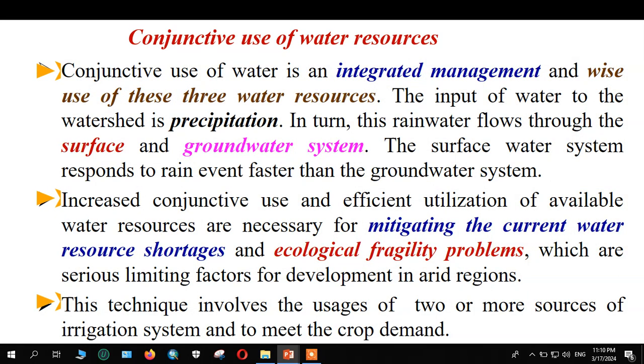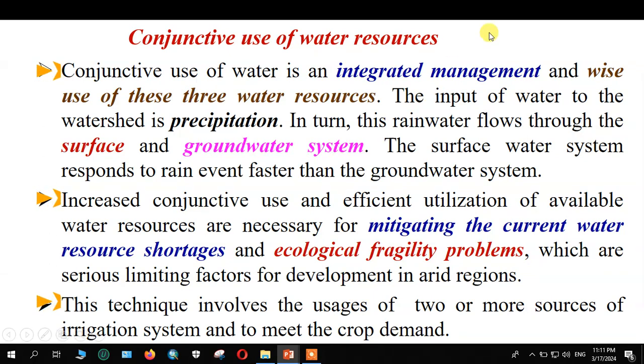Conjunctive use of water resources. This is the joint use of waters. That means we use one or more water resources together. Conjunctive use of water is an integrated management and wise use of these three water resources.